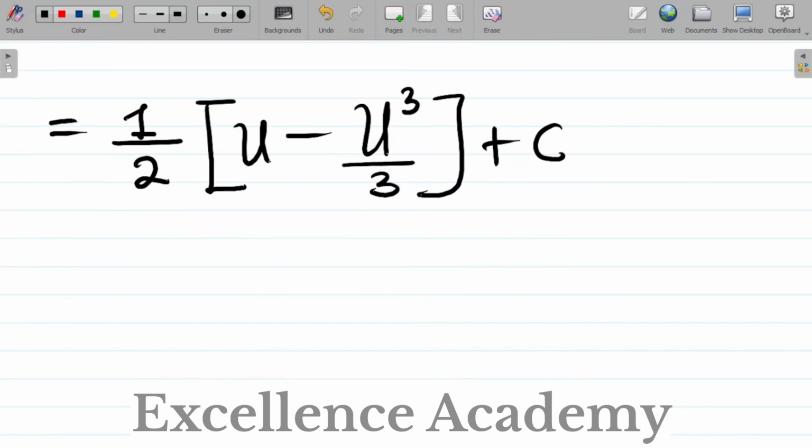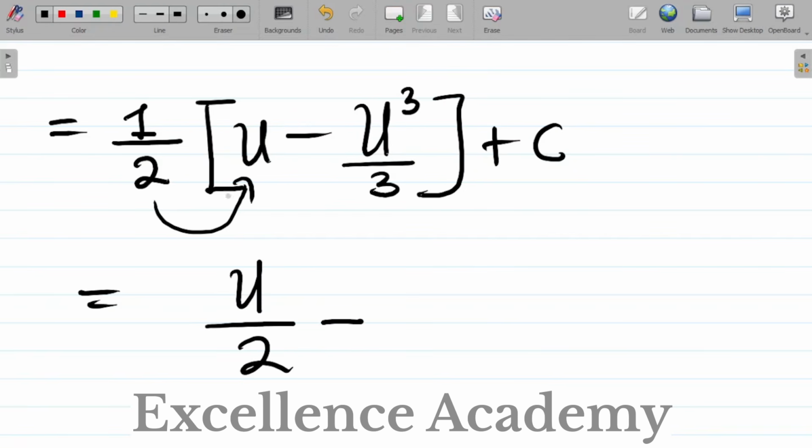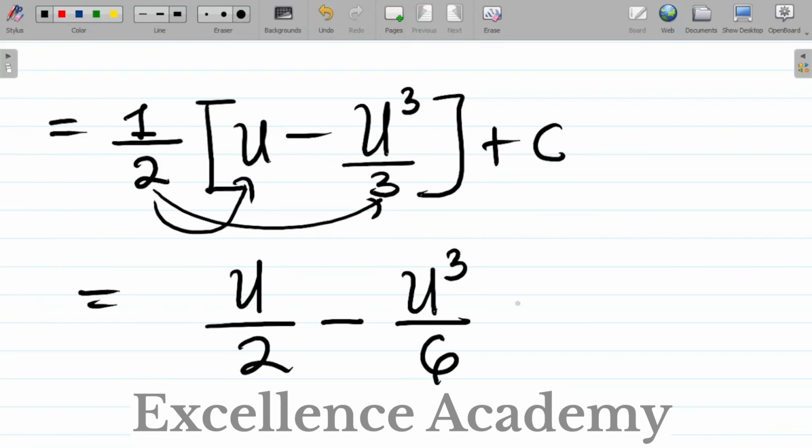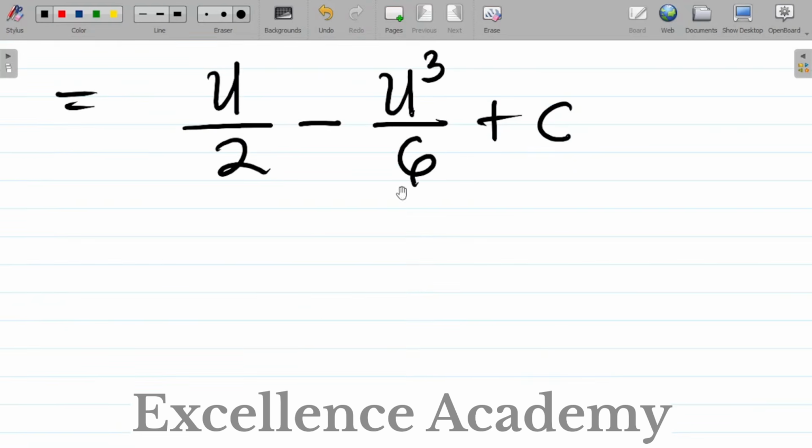Now I'm proceeding with this. This is equal to 1 over 2 into, okay, so let's just multiply with 1 over 2. So 1 over 2 times u gives you u over 2 minus, the minus sign comes down here. Then you have 1 times u cubed, that's u cubed all over 2 times 3 gives you 6, plus c. Let's bring back the value of u, but what's u?